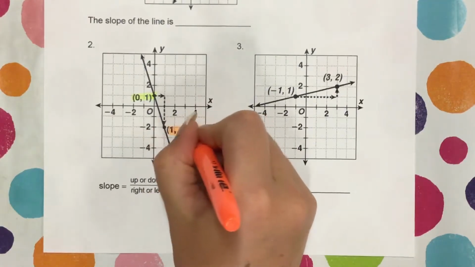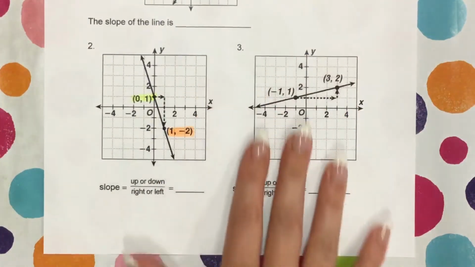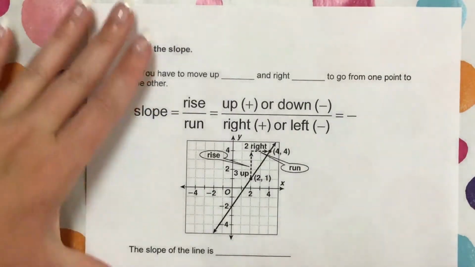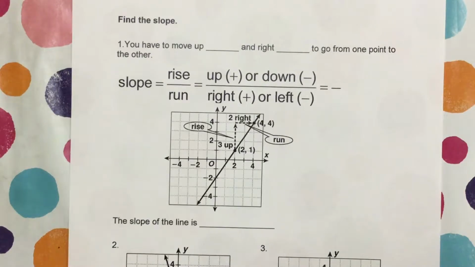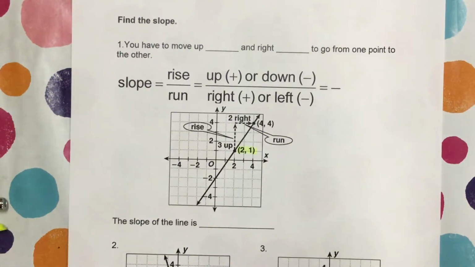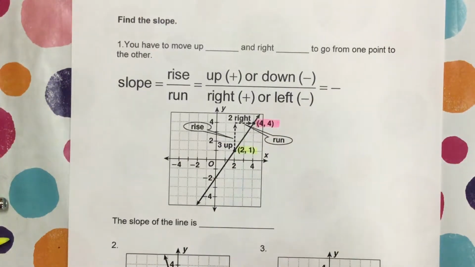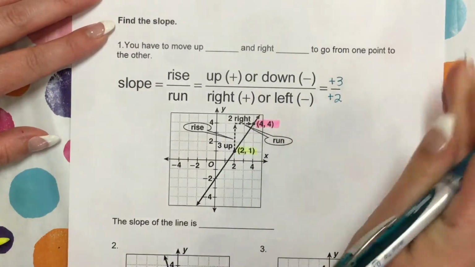Now, it doesn't matter which point you start at, you'll get the same answer. And maybe I'll do that for this one. Let's go back to number 1, and I'm going to show you how we're going to get the same answer going the other way. The first time we started at 2, 1, right? And then we ended up at 4, 4. And remember, what was our slope? We figured out it was positive 3 over positive 2.